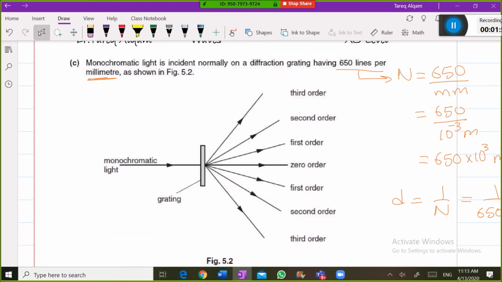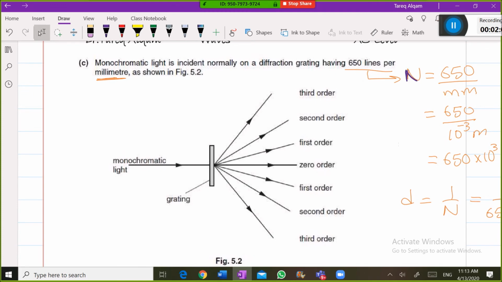Now, monochromatic light is incident normally on the diffraction grating, having 650 lines per millimeter. If you remember, this is what? This is capital N, which is 650 per millimeter.